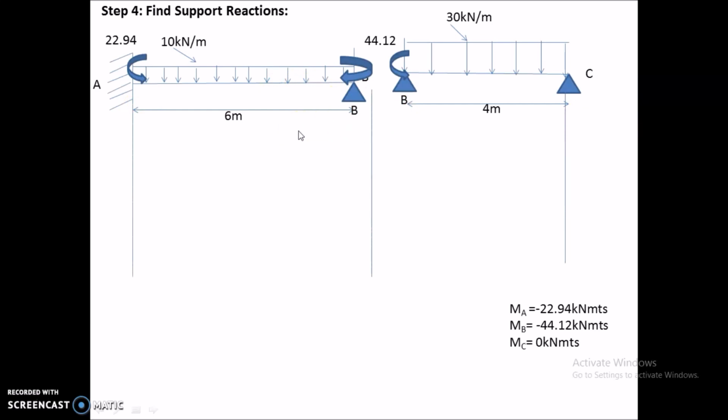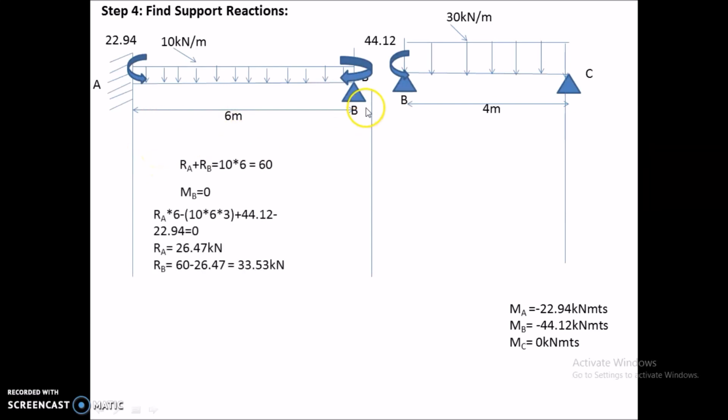Now by applying equilibrium equations to each span individually, we can calculate the values of RA, RB and RC. So for this first span, applying summation of vertical forces equal to 0, RA plus RB is equal to 10 into 6. So RA plus RB is equal to 60.